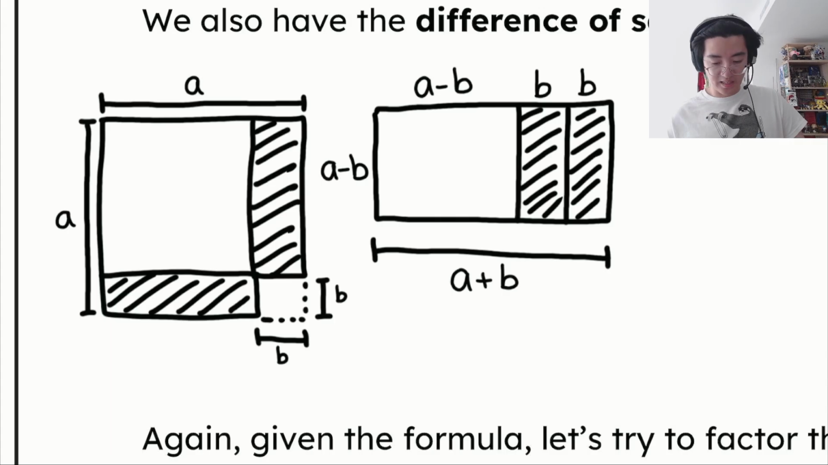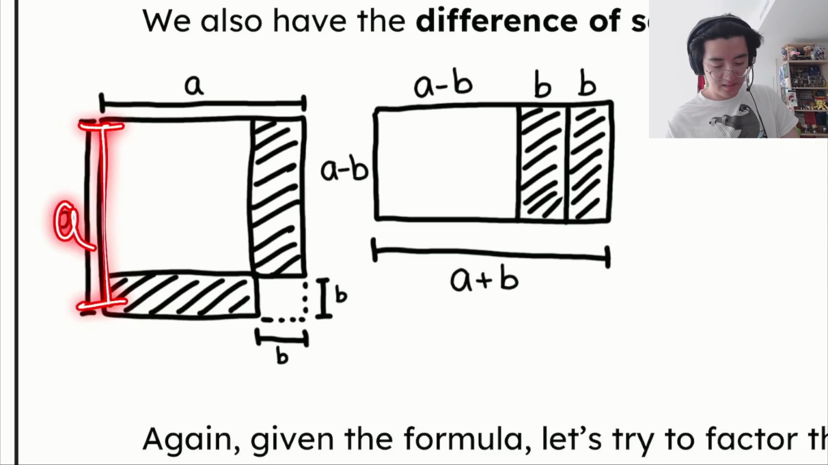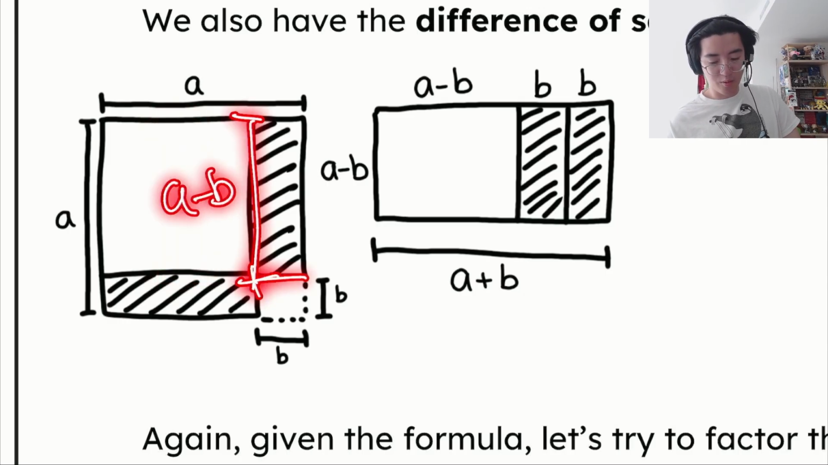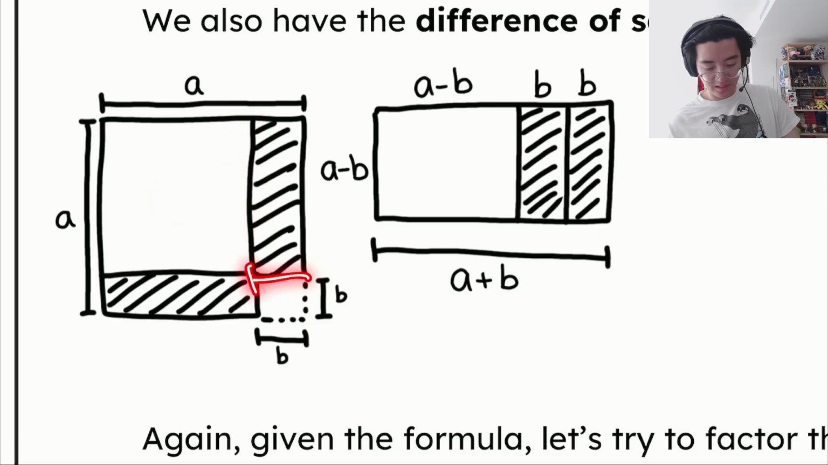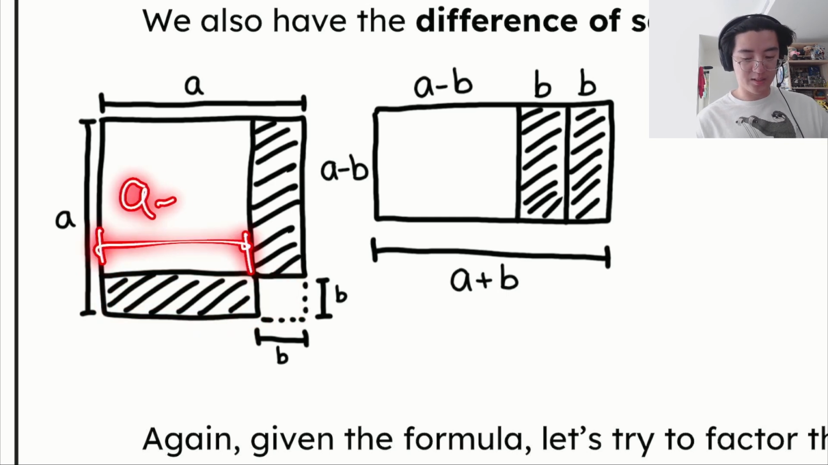Next is the strips. We know that this strip right here has the same height as this square, which is the big a taking away the small b, so it's a minus b tall. Now the width, that one's a bit more obvious: it's just b wide. And then we got 2 of those here. So this is a minus b tall and b wide.